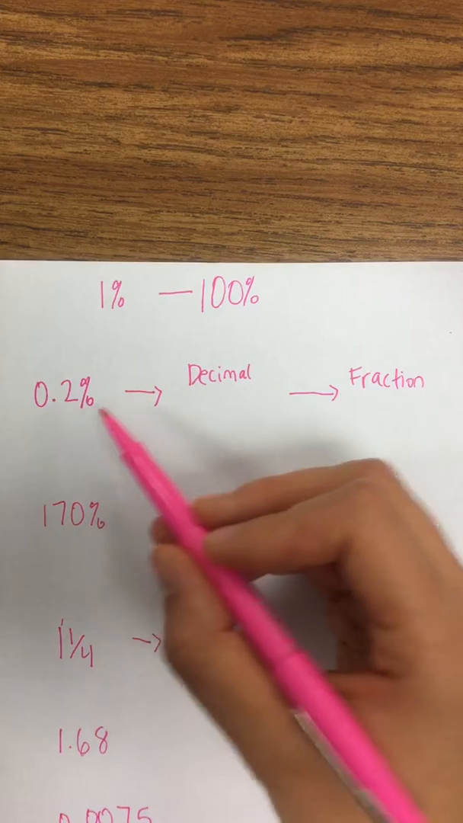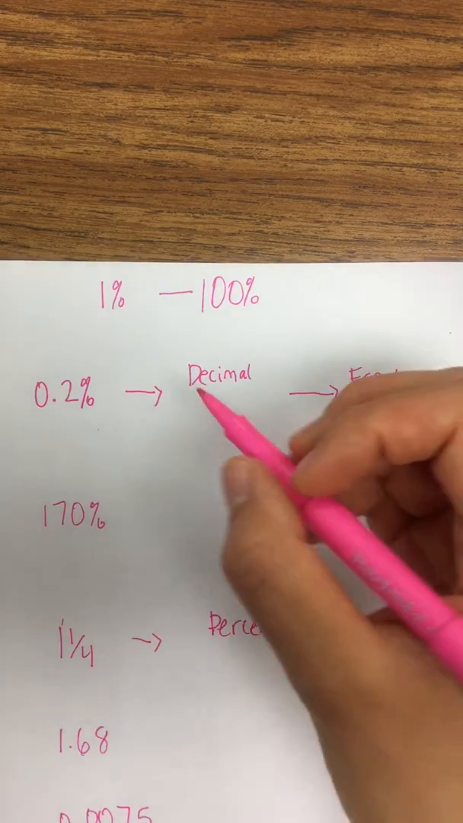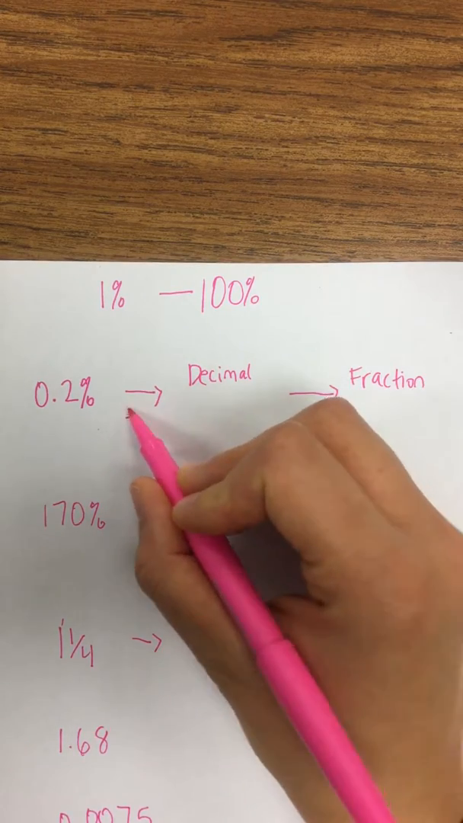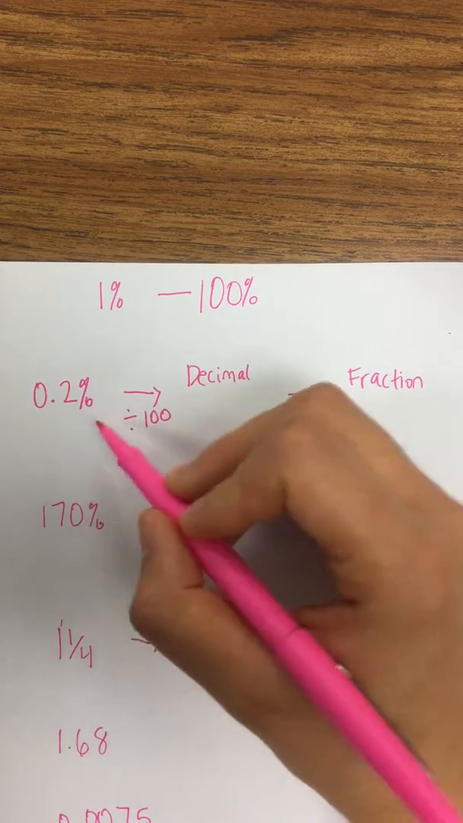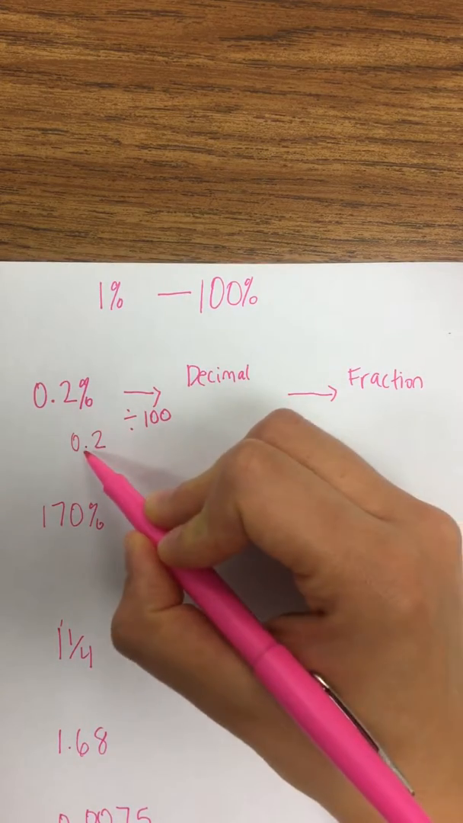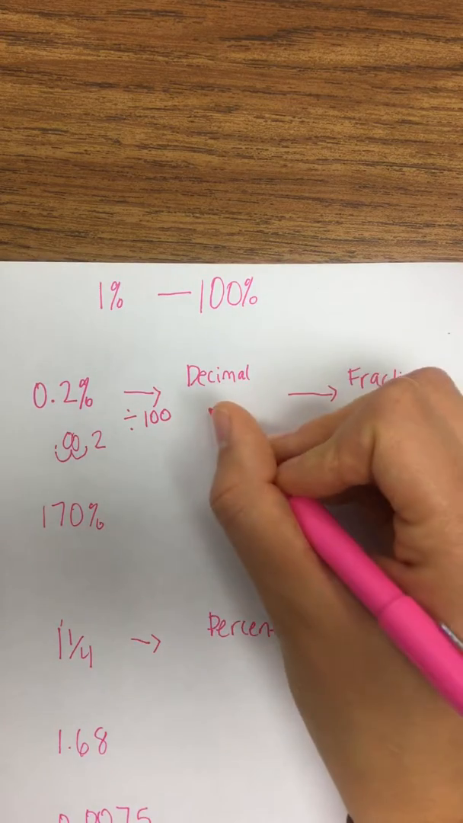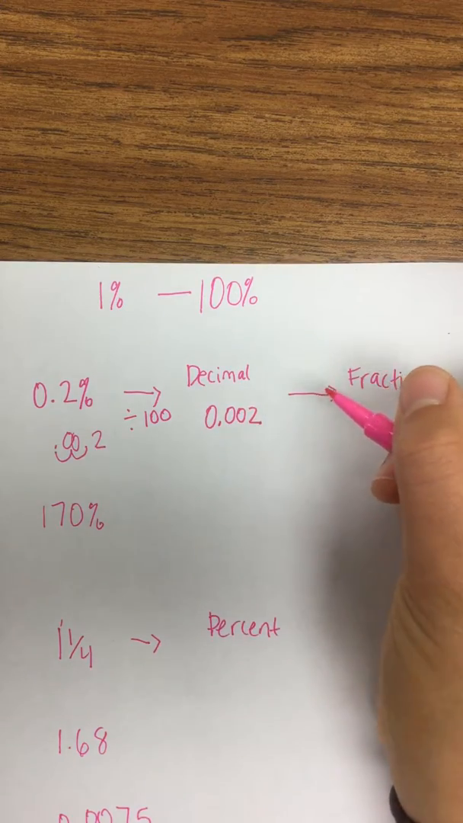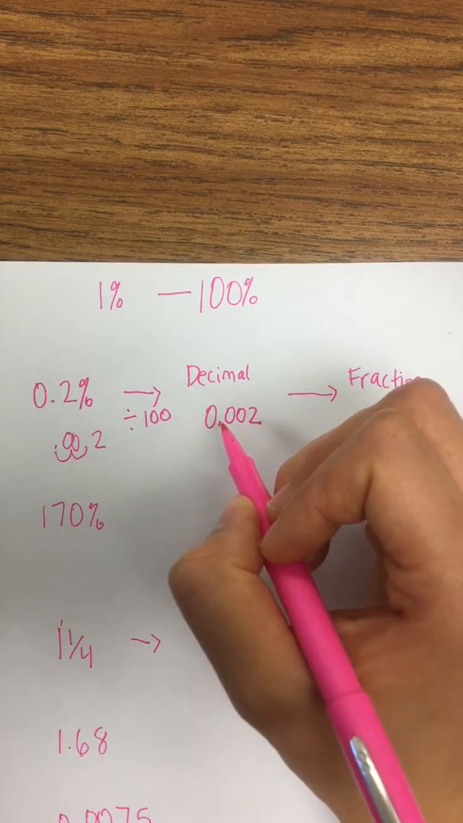So I want to change 0.2% to a decimal. 0.2% is a very small percent. I do the same thing as I would do to change it to a decimal. Anything else, you divide it by 100. So when I divide it by 100 or move that decimal 2 times, my decimal is 0.002.